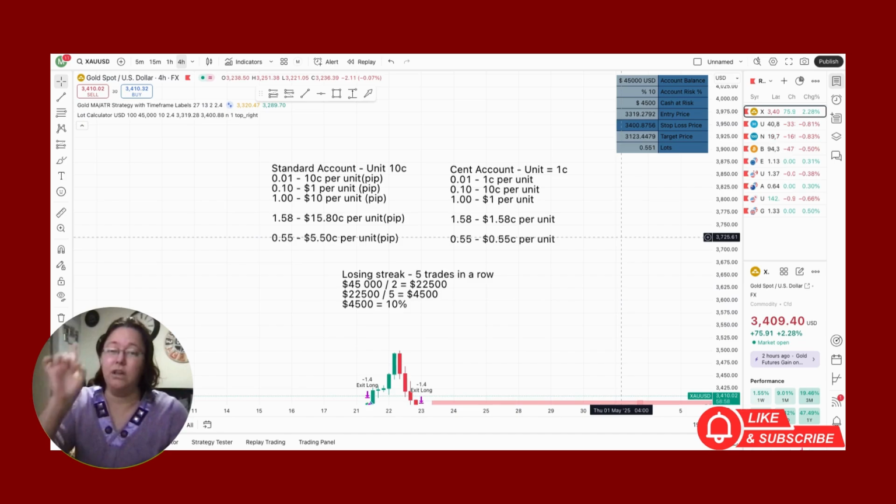I'm going to point this out. I'll show you guys how I double my account every 6 months, and I do it from a safe space. I don't over leverage my account, and I have no risk of blowing the account or going into margin calls.